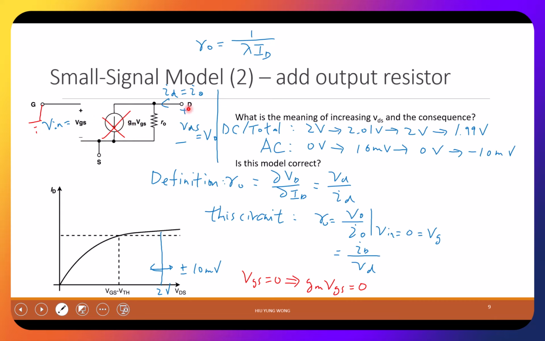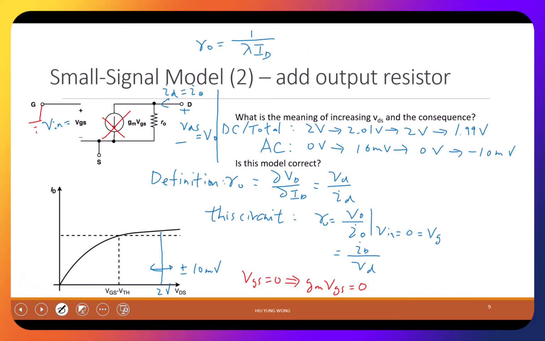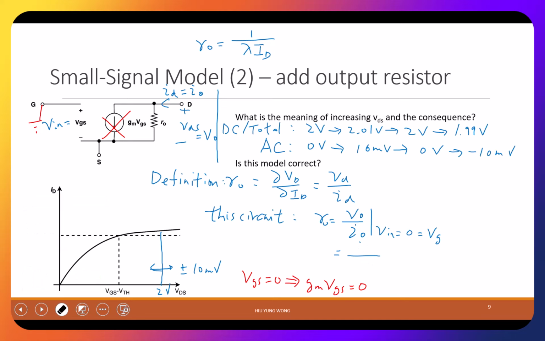So now if you try to find what is VD divided by ID, I said something wrong here. No one corrected me. This one should be VD divided by ID. Look at this circuit. I don't have this component. What is the VD divided by ID? Yeah, just R0. I only see one resistor, right? VD divided by ID is the resistance value. That is the definition of a resistor, right?